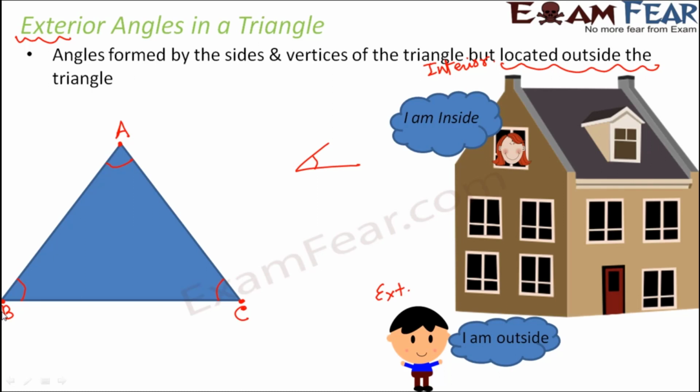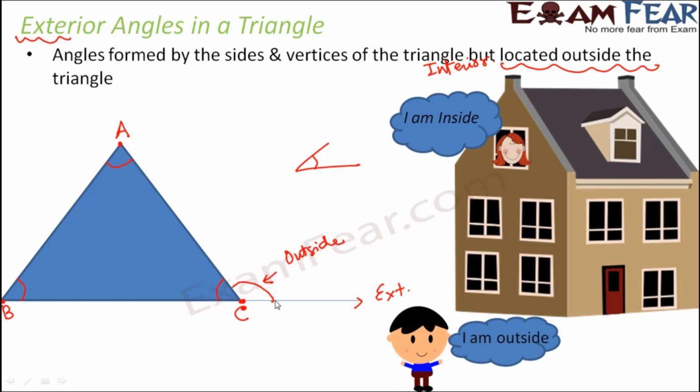So let me give you one example. Let's say that we extend this arm BC further. So what happens? There is another angle which is formed here, right? So now let's look at this angle. Is this angle formed inside the triangle or outside the triangle? Yes, it is definitely formed outside the triangle because inside is this blue region. So this is formed outside. But at the same time, it is formed at the vertex of the triangle, that is, it is formed at the vertex C, and it is also formed by the sides of the triangle.